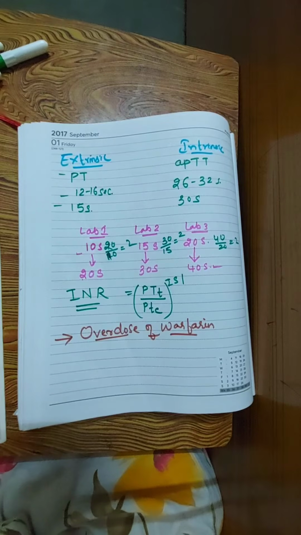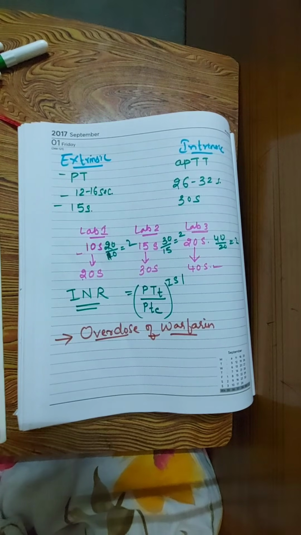Even any anticoagulant in overdose can result in bleeding. So what will be the treatment of bleeding due to warfarin? Very important thing to remember is, do not give vitamin K. Why? Because vitamin K will activate the clotting factors, but for activation of clotting factors, it will require time.